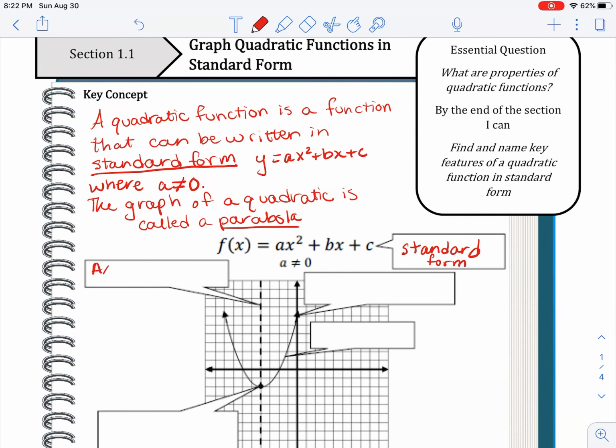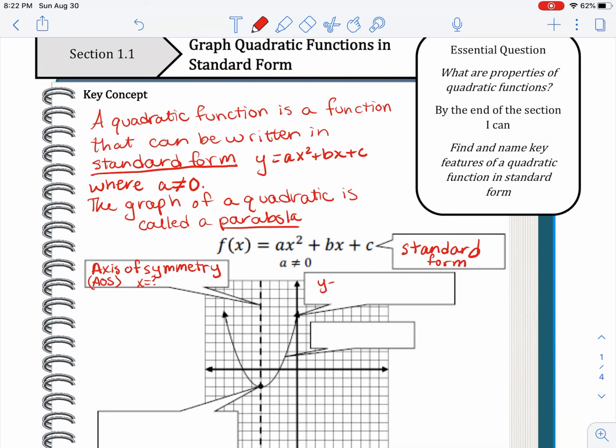This dotted line right here, we call this the axis of symmetry. So think of the body of a butterfly. Right? It splits that butterfly into two equal parts. That's what our axis of symmetry is. You can abbreviate that as AOS, do often, and it's always labeled as x equals some number.